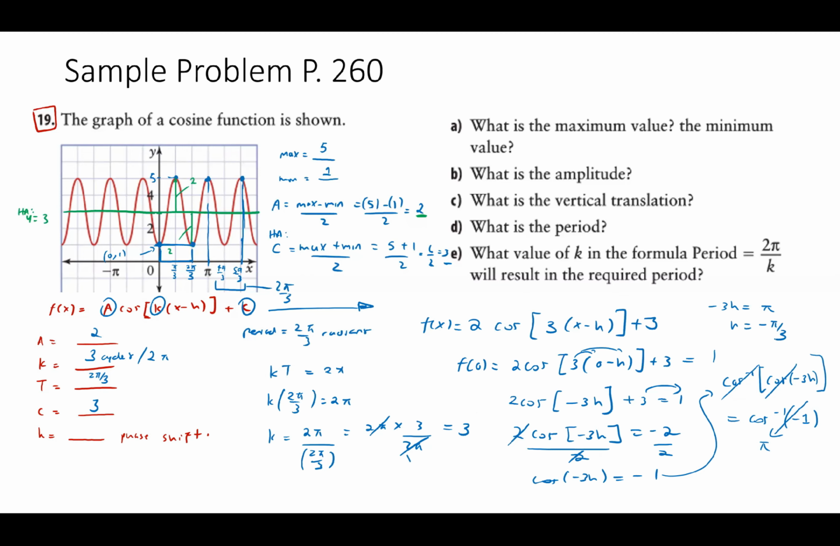If h is negative pi over 3, guys, then your equation should look like this. You have all the other pieces. So you have amplitude, which is 2. Cosine 3(x minus h). In this case, the h value is now minus negative pi over 3, so positive pi over 3, plus 3. That's your equation.